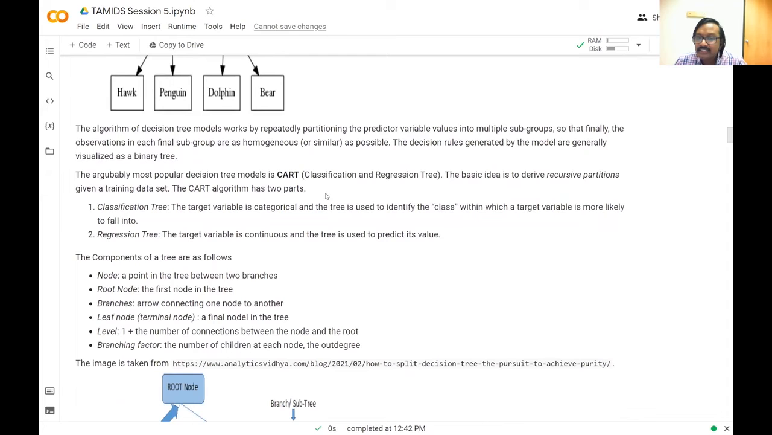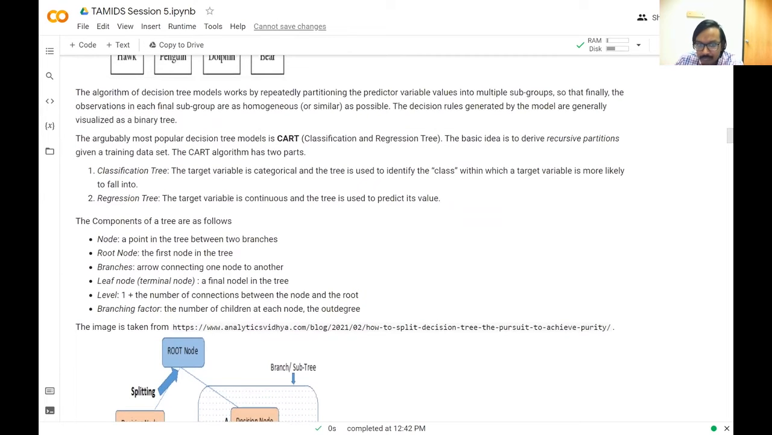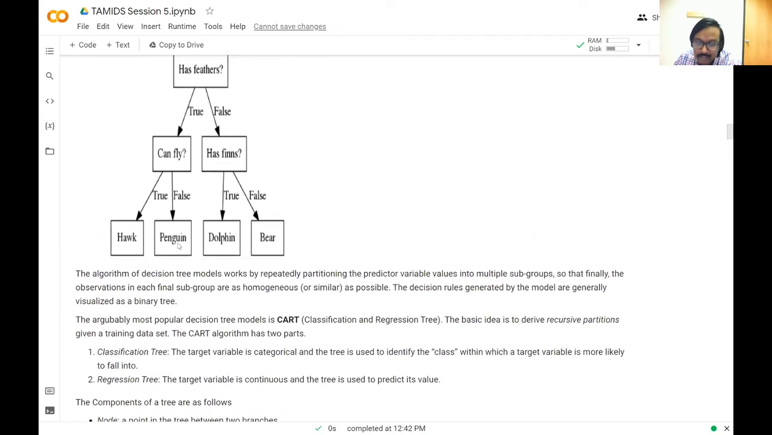The most popular decision tree model is CART, Classification and Regression Tree. The basic idea here is that we are going to split the observations into different parts, and based on that, we are going to group the observations. There are two kinds of CART. One is called classification tree, where the target variable is categorical, and one is regression tree, where the target variable or the response is continuous. So in this particular example, as you can see, it is a classification problem.